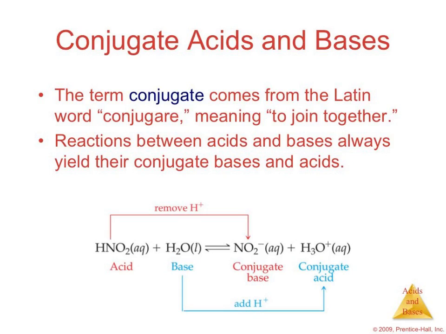But if you notice here, the reason that HNO2 is acting like an acid is because it's giving away a hydrogen to the water. So this hydrogen is basically going over here, and then you end up with NO2-. And same thing, the H2O is acting like a base here because it's accepting the H+ and becoming H3O+. So you've got your acid and your base.